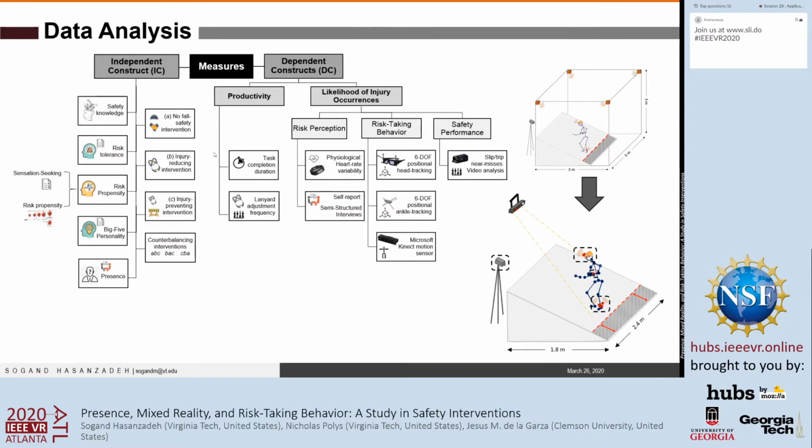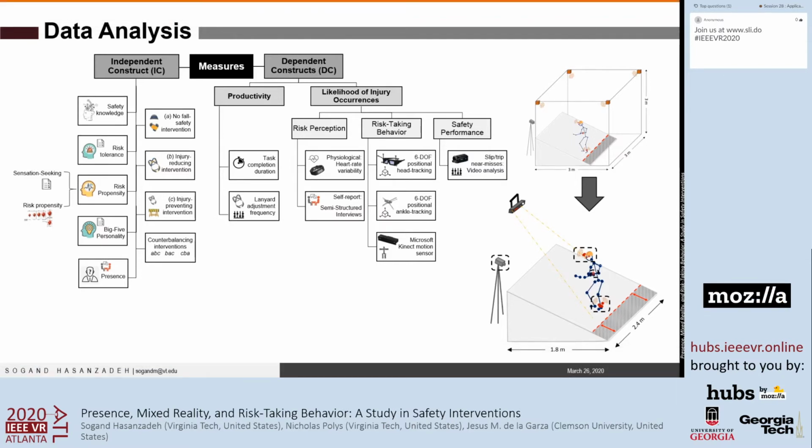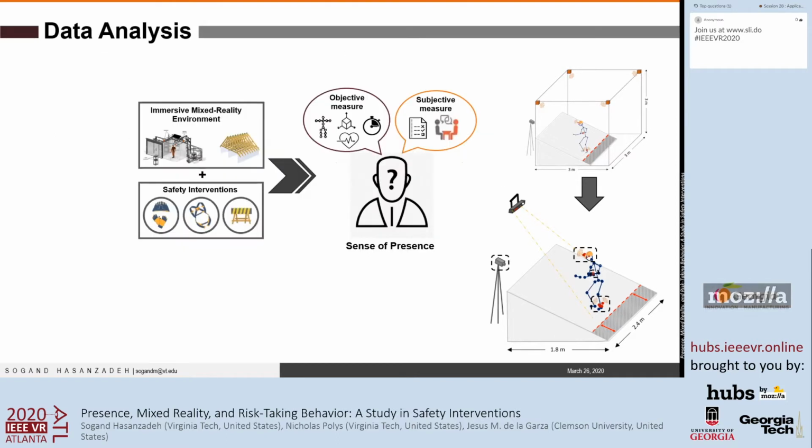As you can see, the Kinect motion sensors, the video recording, head tracking, ankle tracking, the activity tracker, and also some questionnaires were used to obtain information about individual characteristics and track their productivity and the likelihood of injury occurrences, in terms of their perceived level of risk, their risk-taking behavior, and their safety performance.